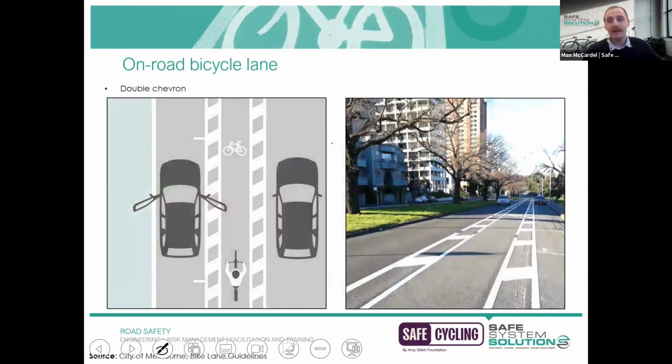Now, if we are talking about on-road bicycle lanes, what we could be doing is providing that buffer in between both the parked lane and also on-road live traffic, referred to as a double chevron. So those kind of line marking, pavement marking, that's referred to as a chevron. If you've got it on both sides of the bicycle lane, then it's referred to as a double chevron.